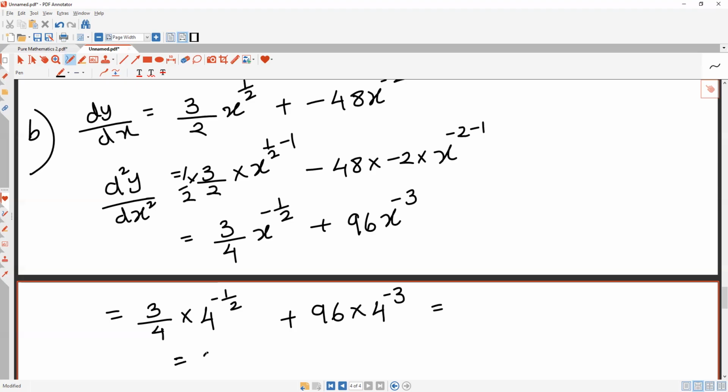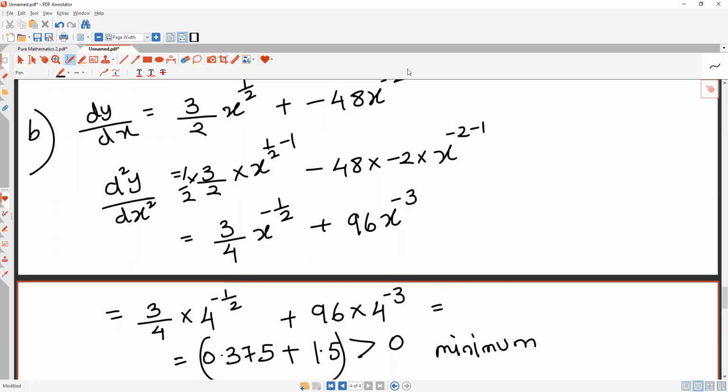Here I'm getting for this one 0.375. Just let me know whether I'm correct. Okay, you guys do the double check. This I'm getting 1.5. So overall my values are greater than 0, therefore it's a minimum. Okay, I'll pause the recording. Please let me know whether these values are correct or not.